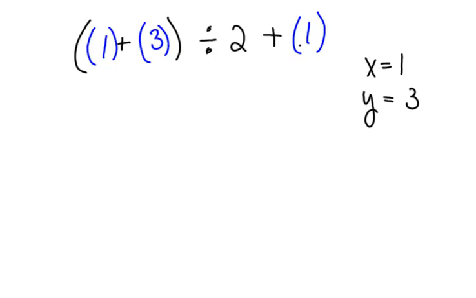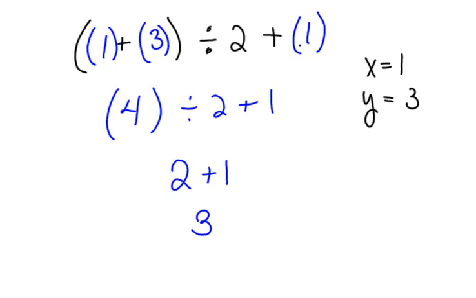So, with that said, if I do this correctly, I have 4 in parentheses, divided by 2, plus 1. Using the order of operations, I have to do the division before I can do the plus. So this comes down to 2 plus 1, so my answer is 3.